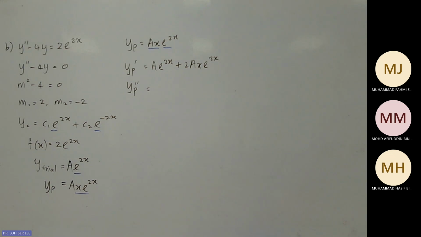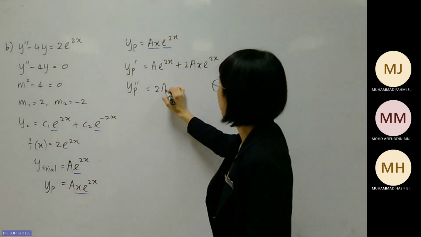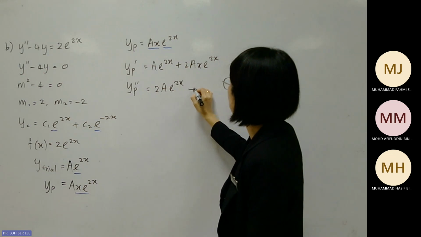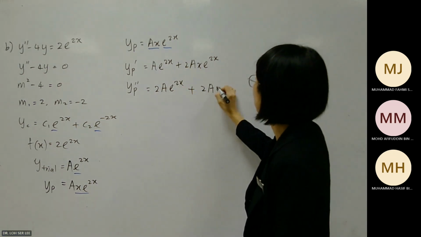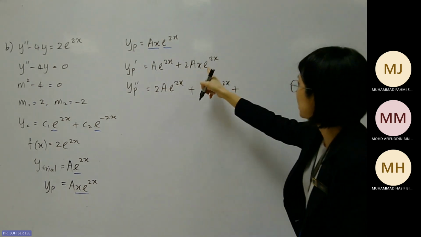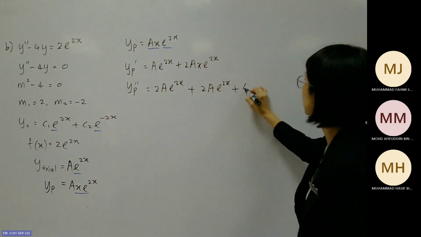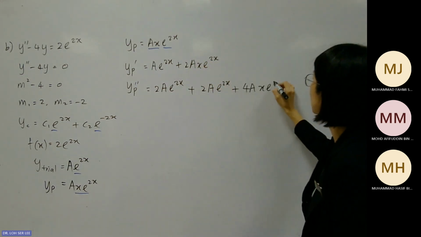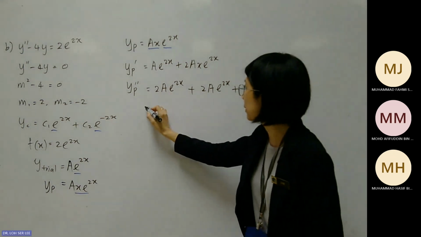Then differentiate once again. This one you get 2a, 2x plus... Okay, this one, let's say you differentiate x. And then you copy x, differentiate this. When you differentiate this, you have an extra 2. So 2, you get 4a x e^2x. These two combined.